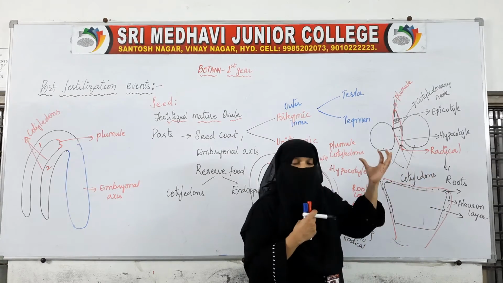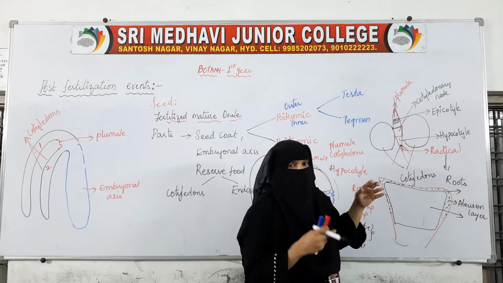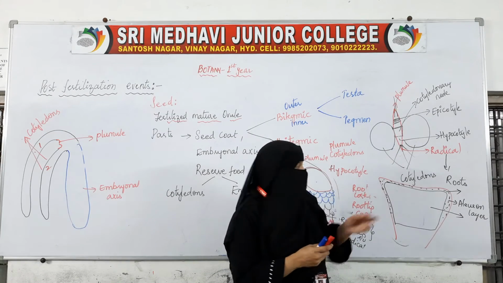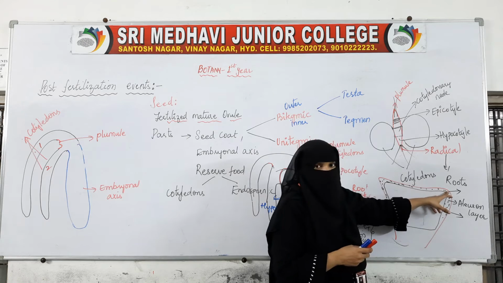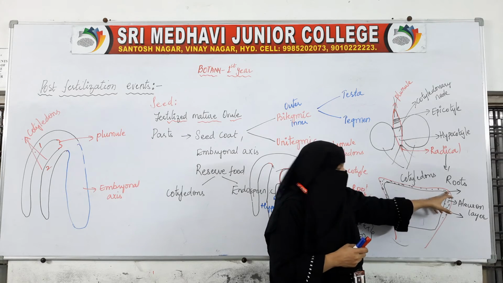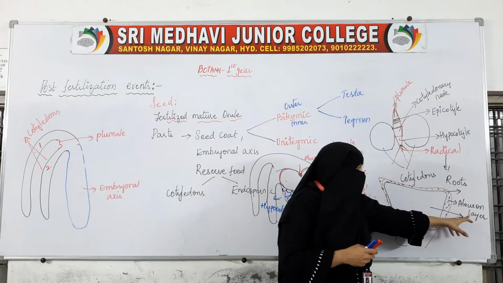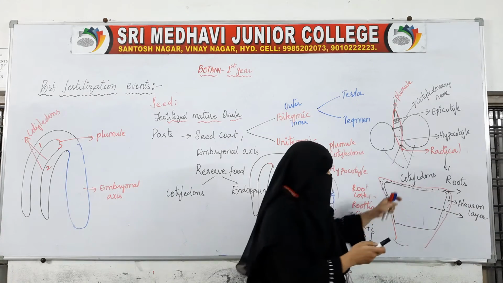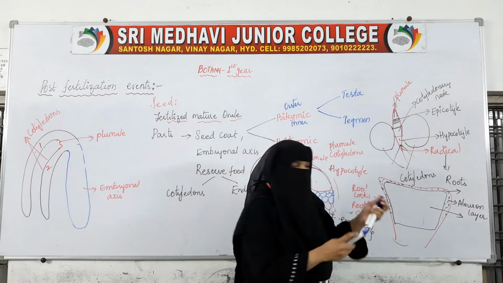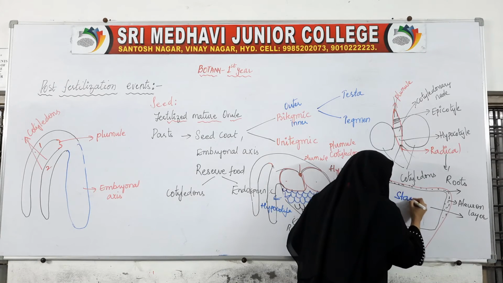The seed which we are seeing is full of endosperm. This endosperm is of two types. One is the outer one, which is the proteinaceous part, called the aleurone layer, and inside this, the starchy endosperm will be present.